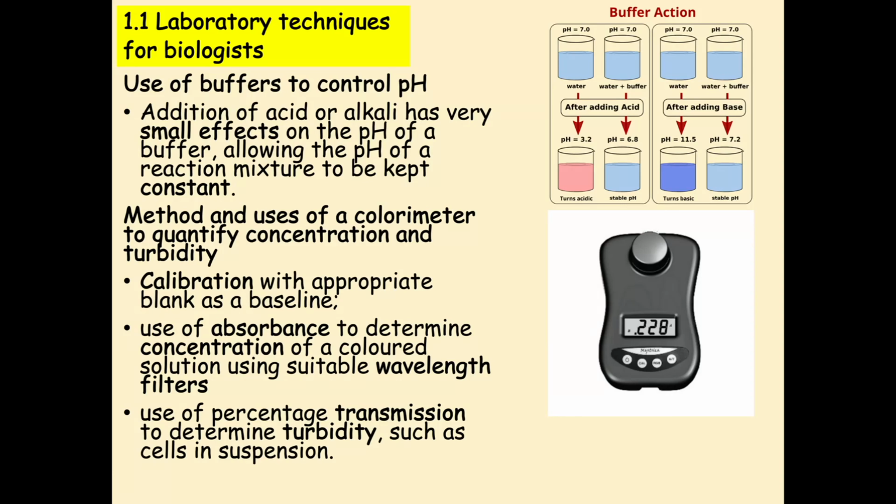And then we'd use absorbance to determine the concentration of a coloured solution using suitable wavelength filters, red, green or blue usually. You can see the button on that colorimeter on the screen where you can change between the wavelength filters. And then we can also use transmission to determine turbidity, such as when we're looking at cells in suspension and it's not just a coloured solution. So we can use either absorbance or transmission depending on the circumstance. Okay, and we would calibrate our colorimeter at the start with an appropriate blank as a baseline, something along the lines of water or something similar.